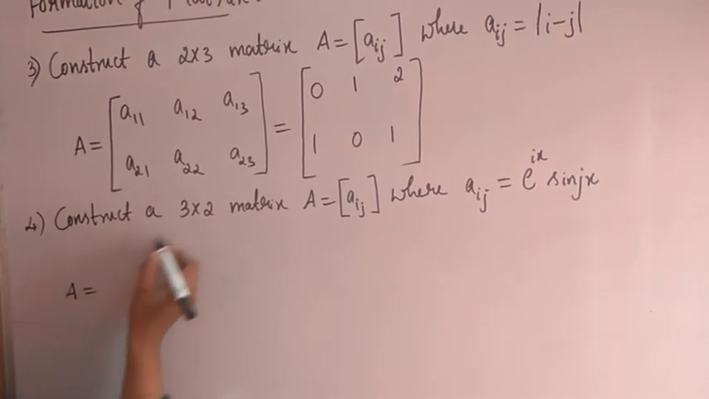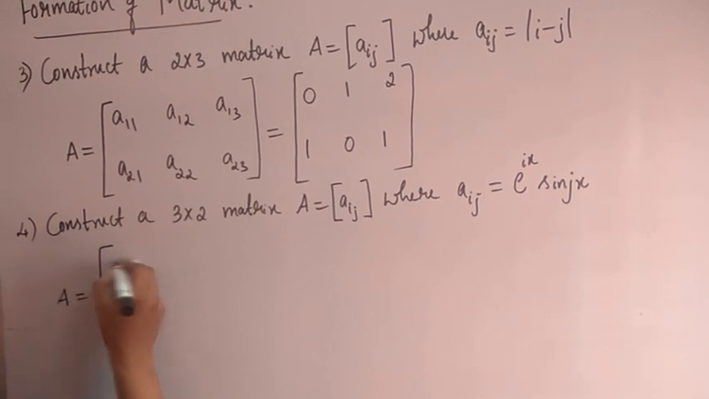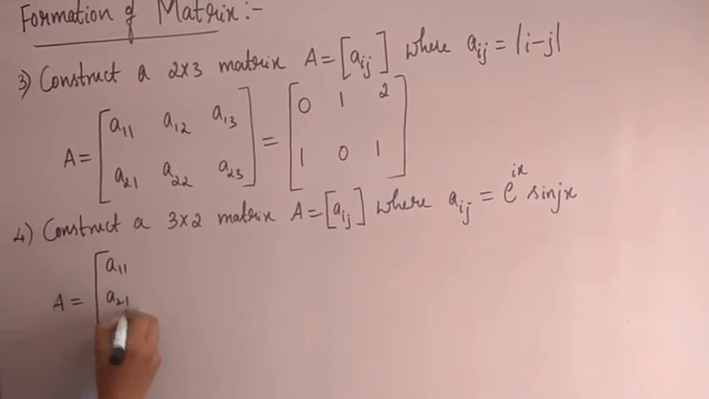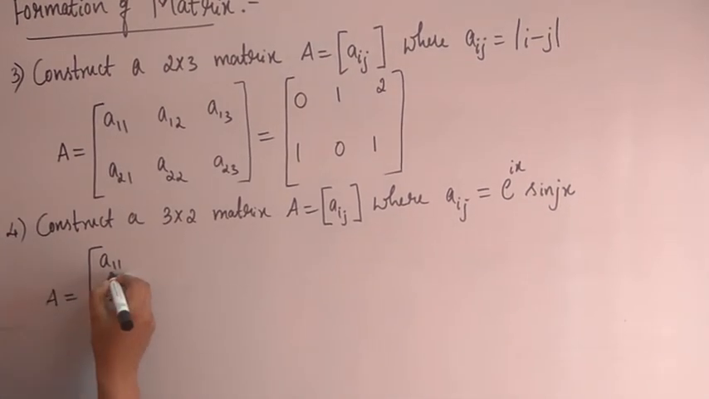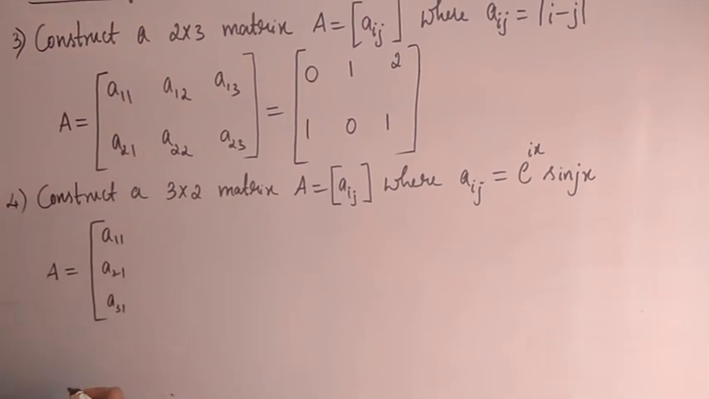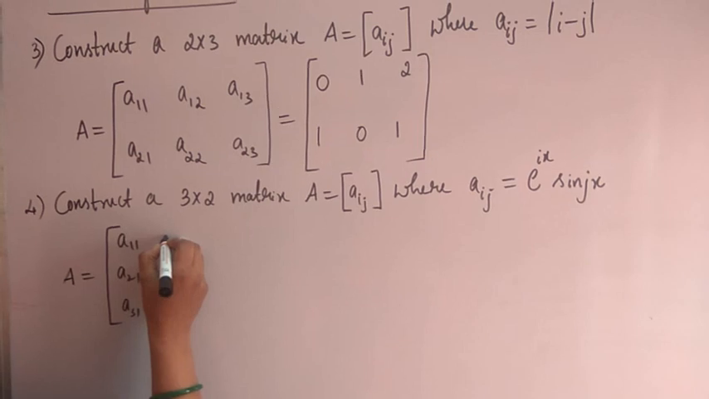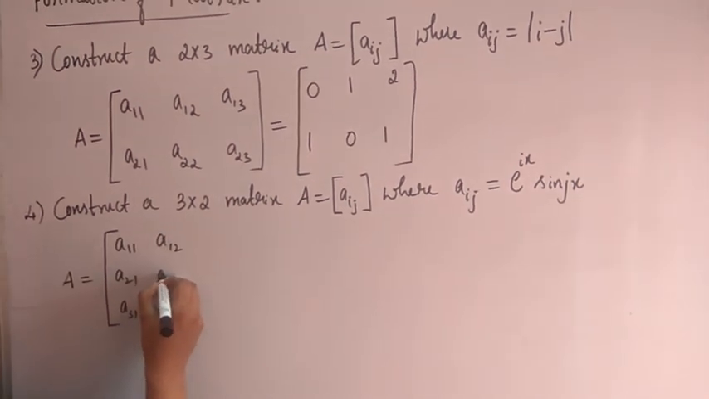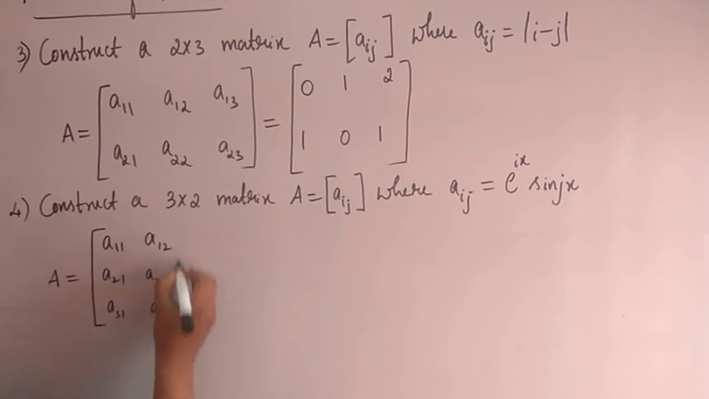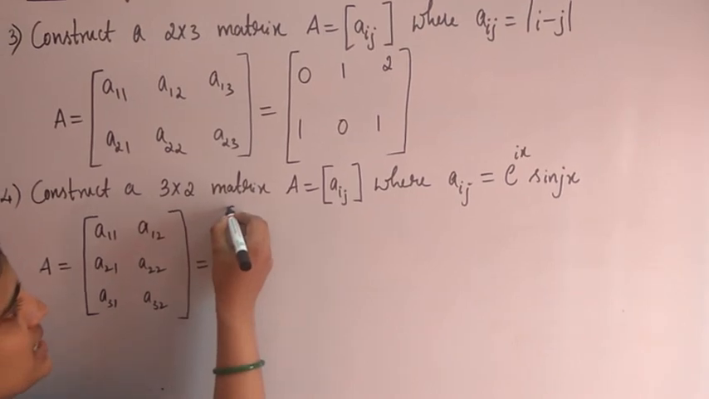Let us write the general form. 3 rows, 2 columns. 3 rows. 1, 2, 3. That is A11, A21, A31. See here. First row, second row, third row. How many columns? 2 columns. Here we have already 1 column. Then we have to write another column. That is A12, A22. So here A32. So this is the general form. So let us find each element now.